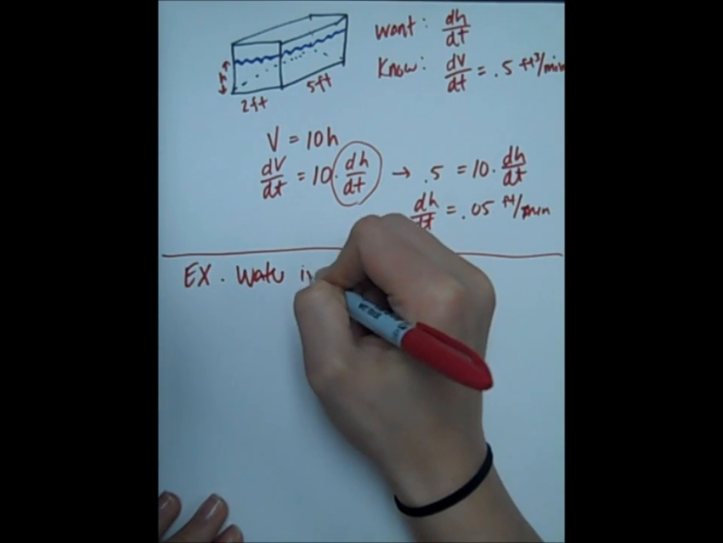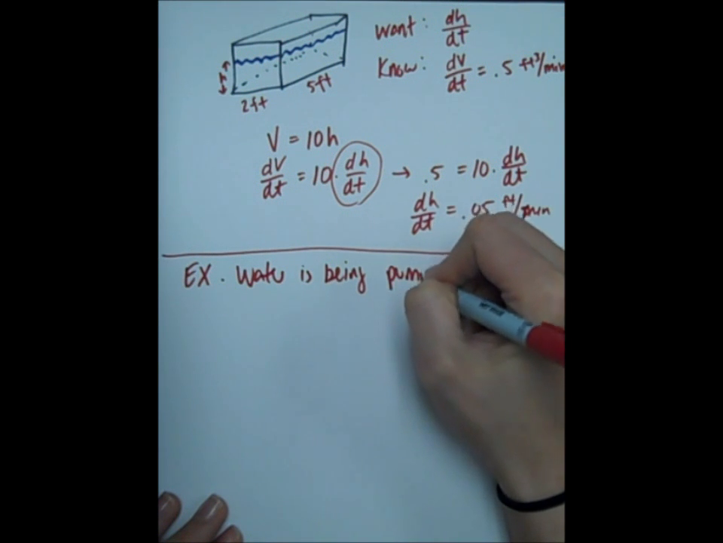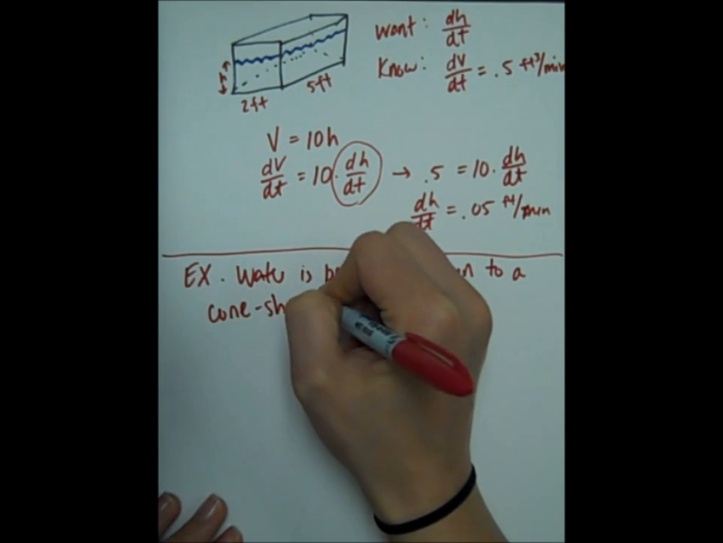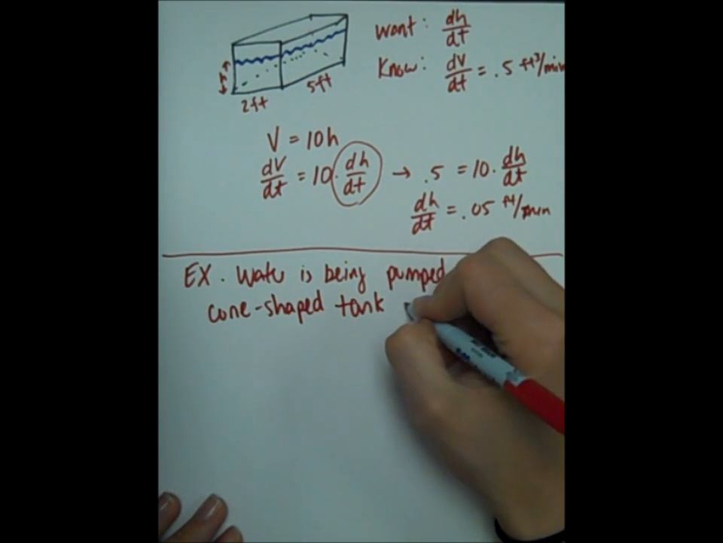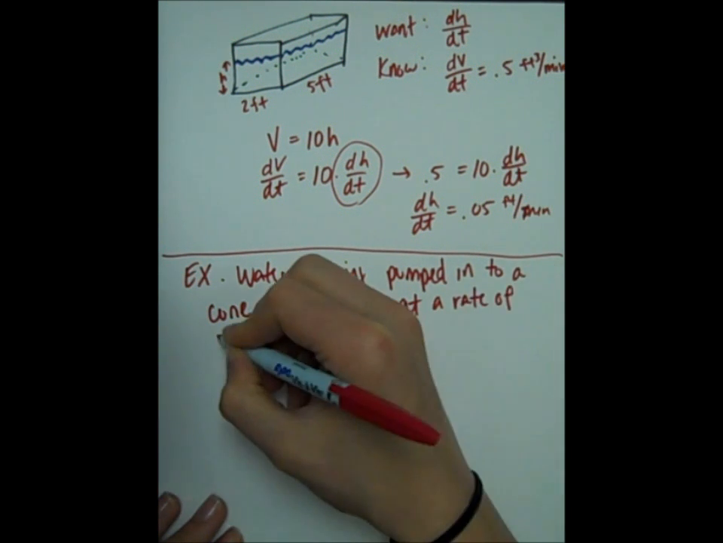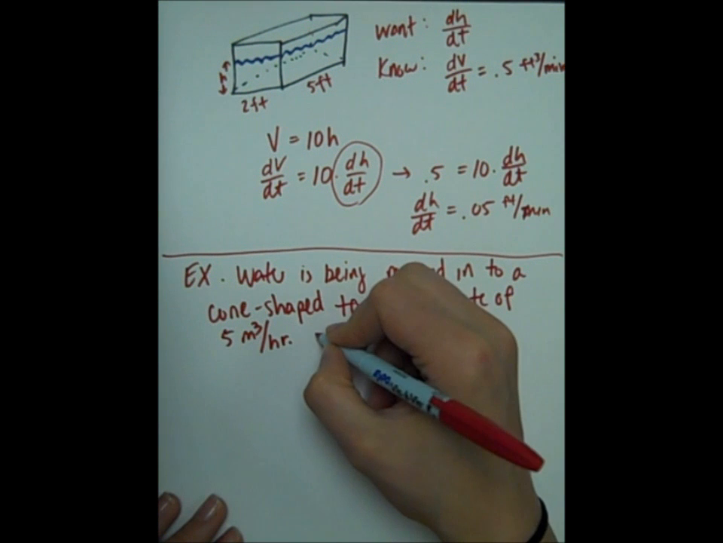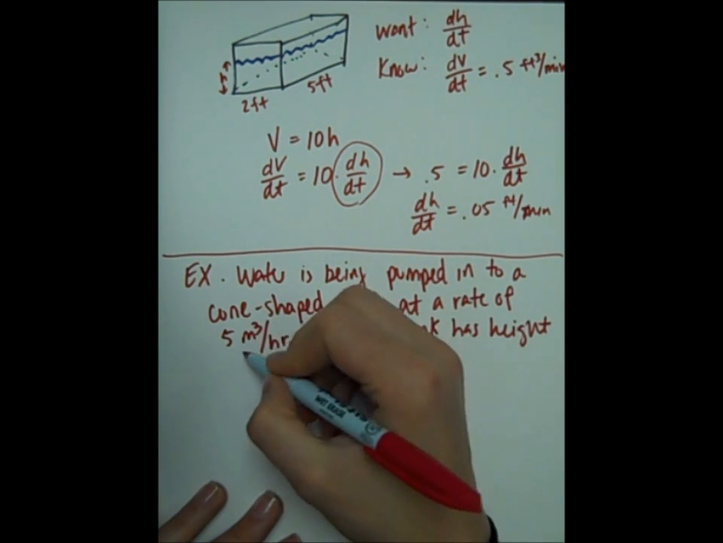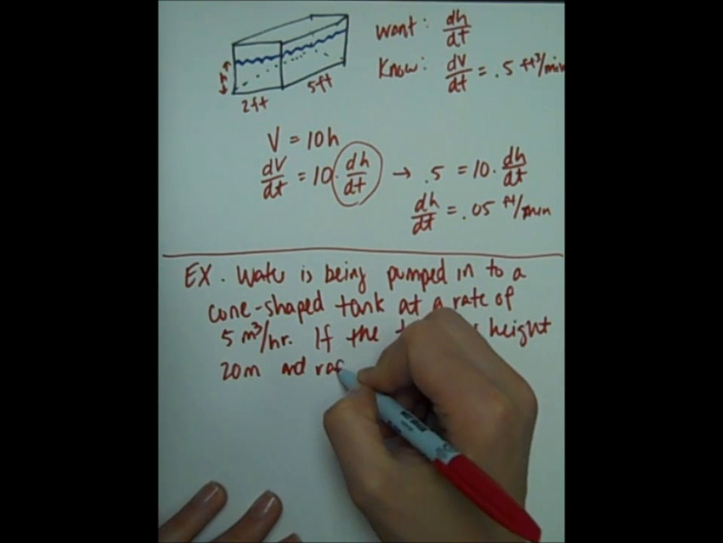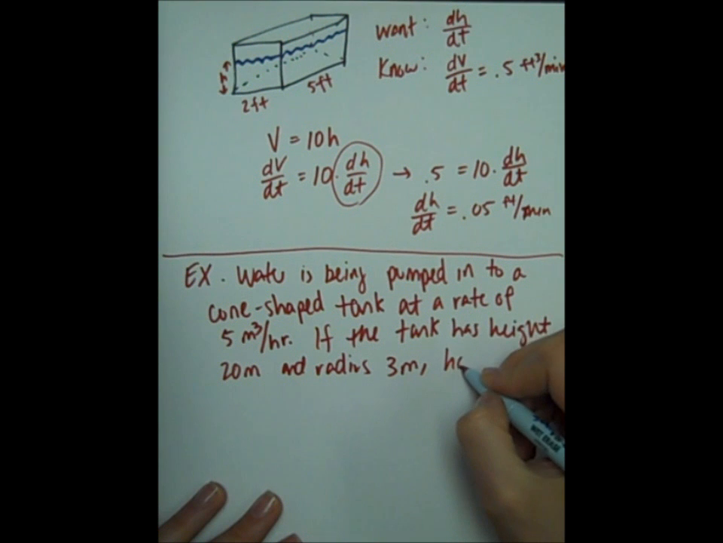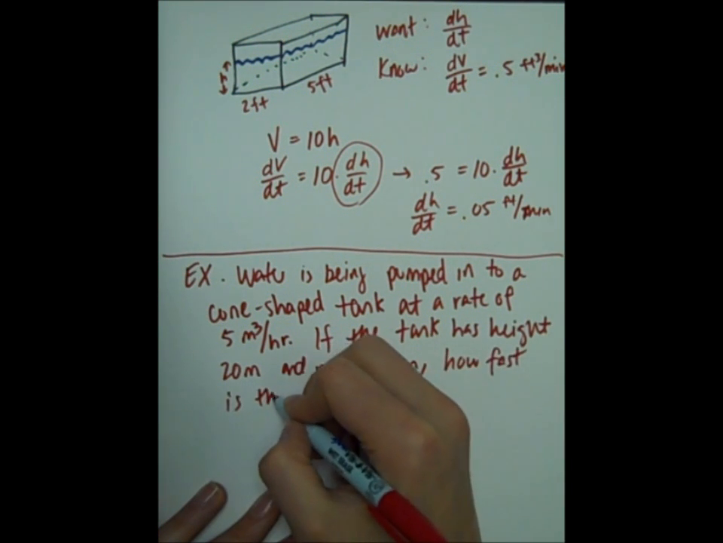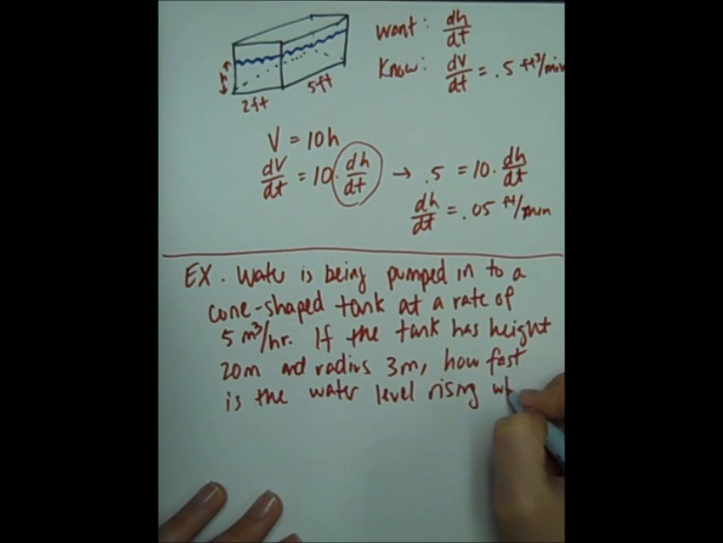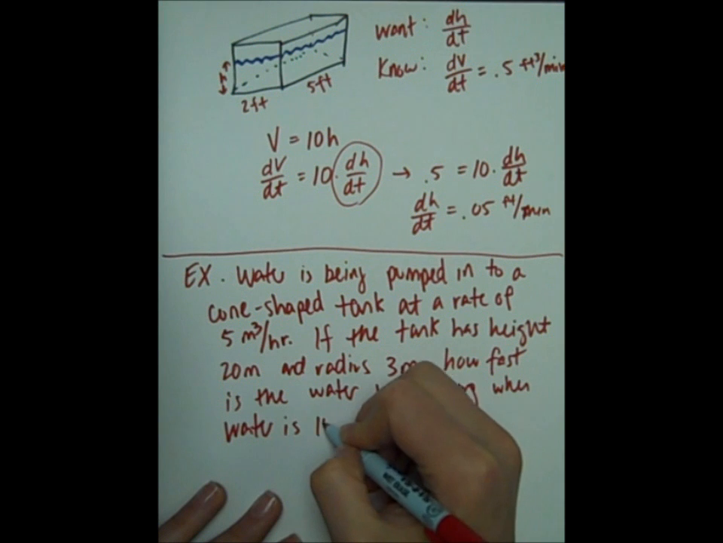Okay. Let's say that water is being pumped into a cone-shaped tank at a rate of 5 meters cubed per hour. If the tank has height 20 meters and radius 3 meters, how fast is the water level rising when the water is 10 meters high?